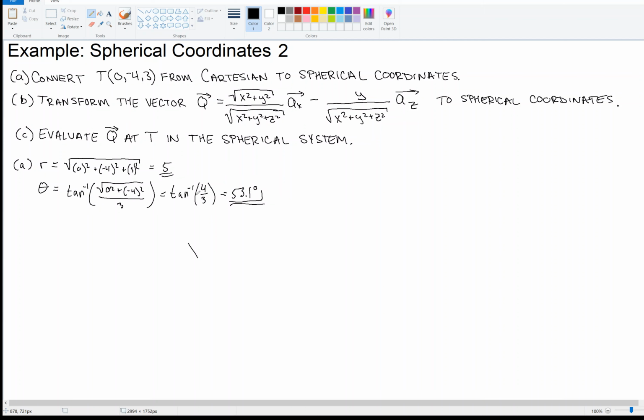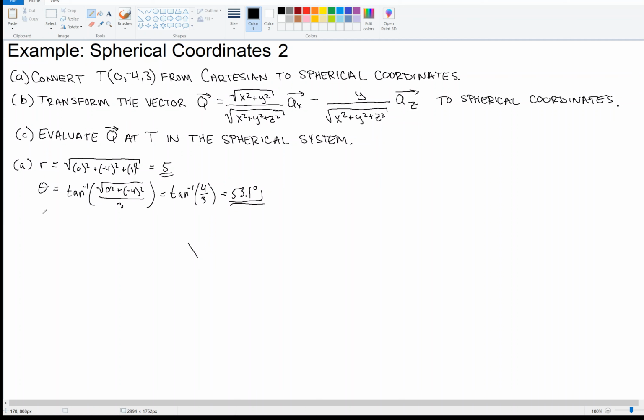And you need to be careful about the inverse tangent. Inverse tangent is positive in quadrants 1 and 3. So here we have a ratio of two positive numbers, so that's quadrant 1, 53.1 degrees.